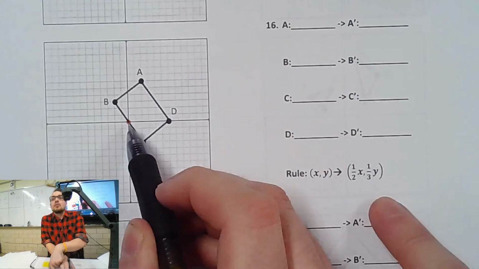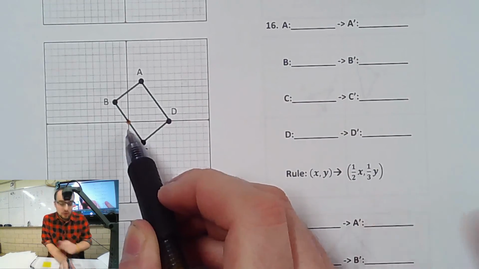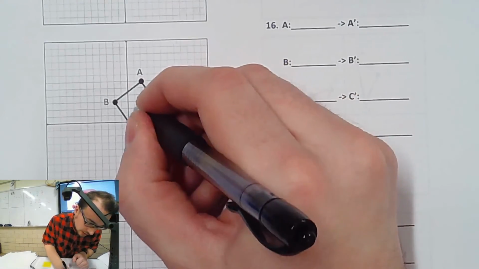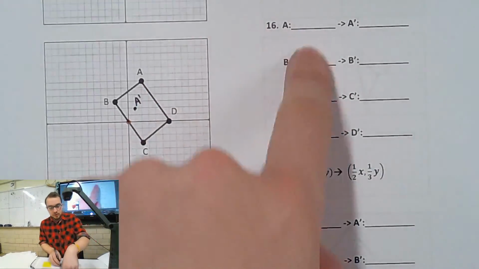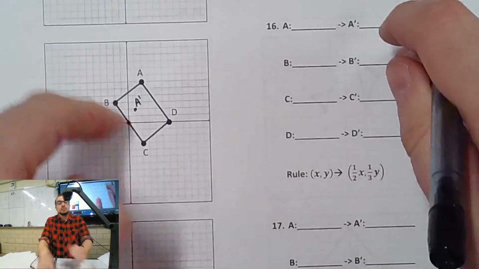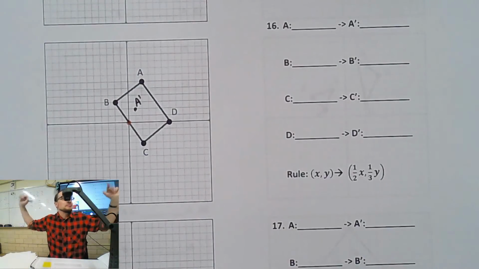So we're going to third that. What's a third of 6? 2. So we're going to go over 1 and up 2. Again, if you don't like what I'm doing here, write all those coordinates down and then do the math to it and then plot your points. It's up to you.